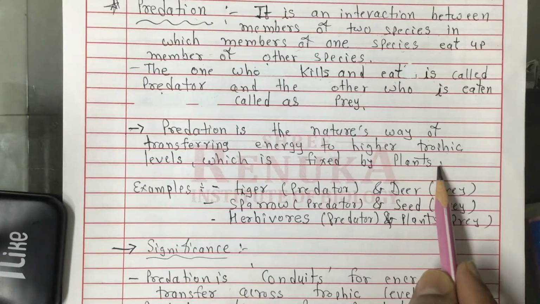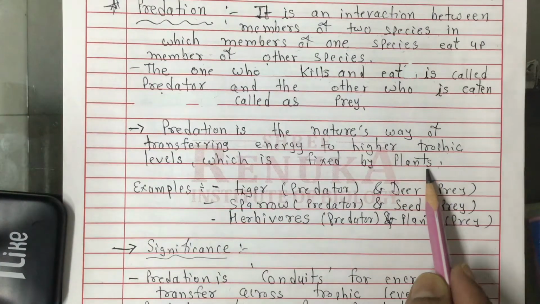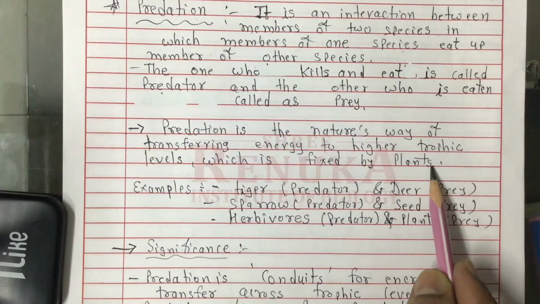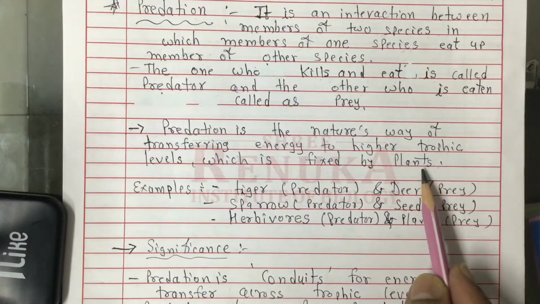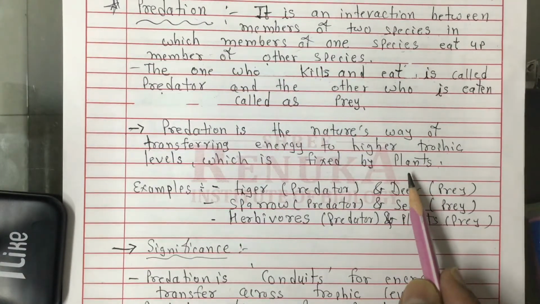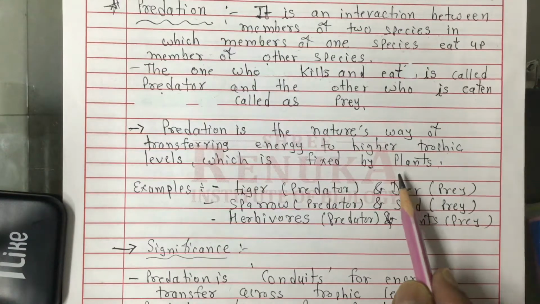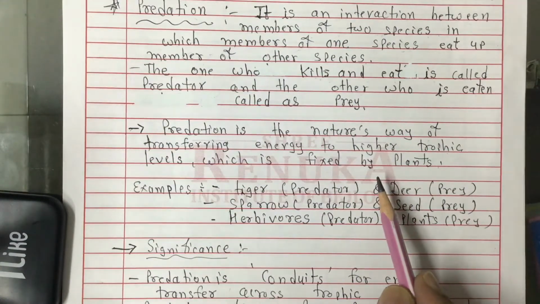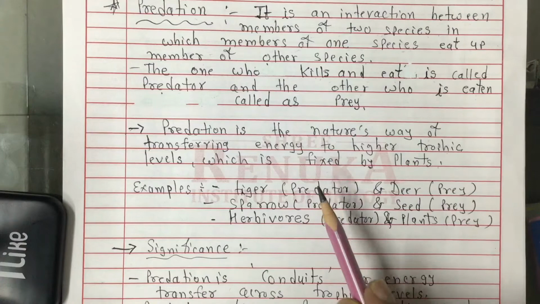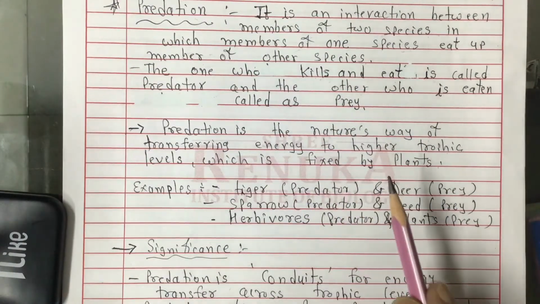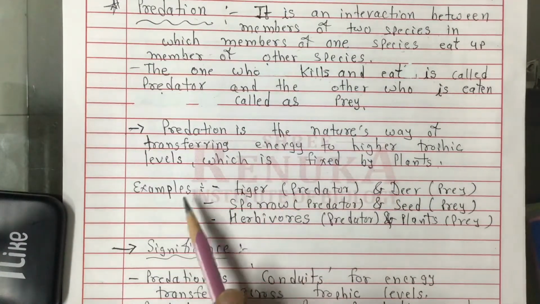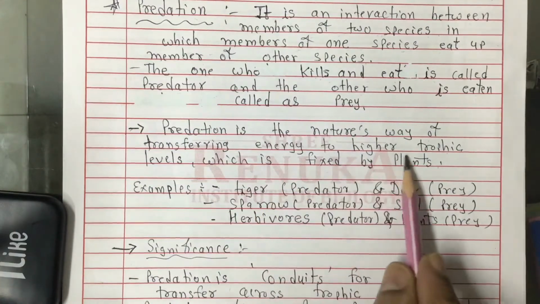Simply, we know plants are the producers. They convert solar energy into chemical energy. This chemical energy is stored in the plant and is eaten by herbivorous animals. When herbivores are eaten by carnivores, the energy transfers from herbivores to carnivores. The energy from the plant transfers to the herbivores, herbivores to carnivores, and then to omnivores. This way, energy is transferred to higher trophic levels.